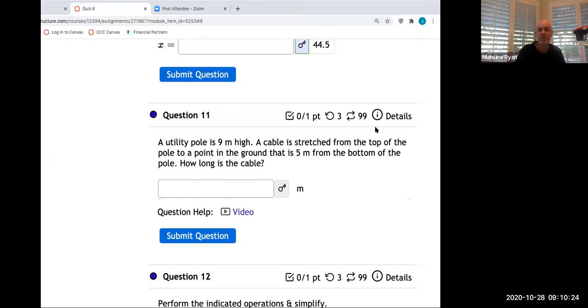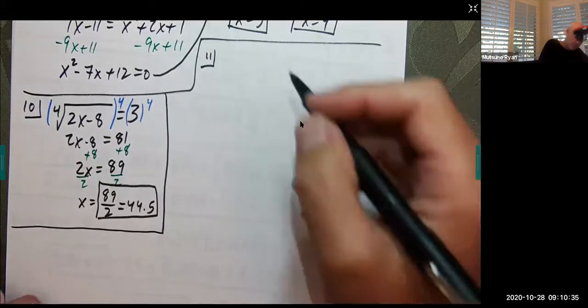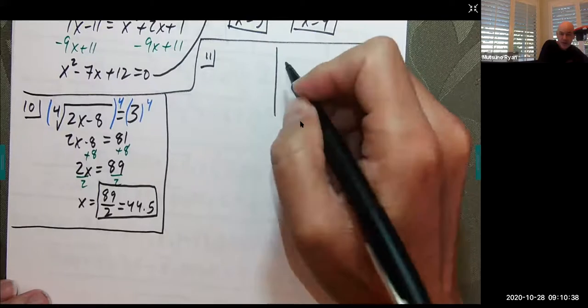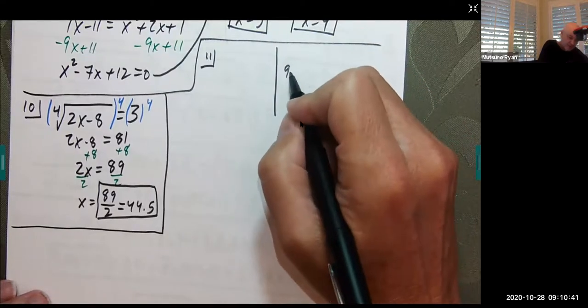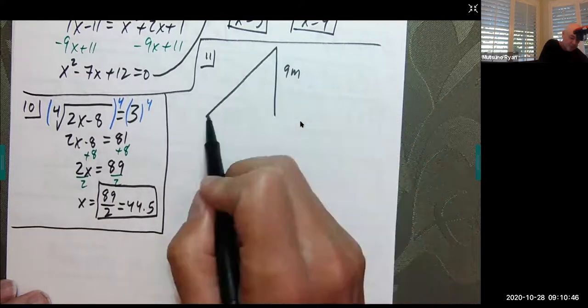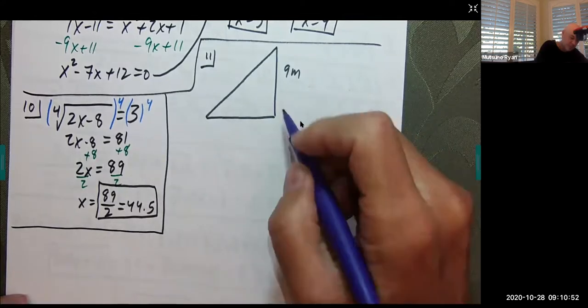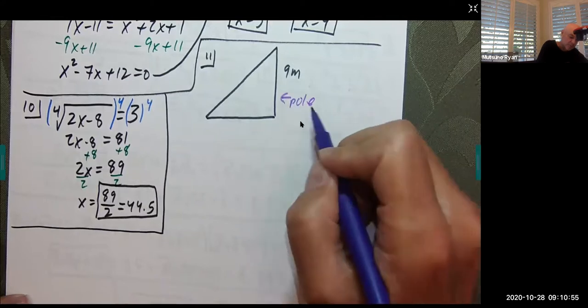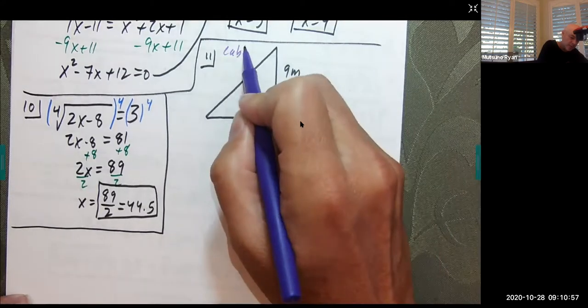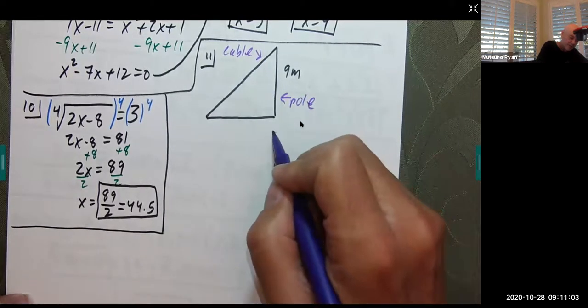All right, let me switch over. So we have a utility pole that is 9 meters high. And the cable is stretched from the top of the pole to the ground. So this is the pole. This is the cable. And this is the ground.